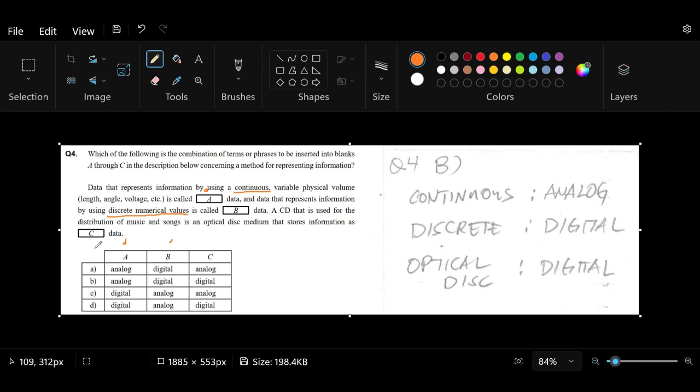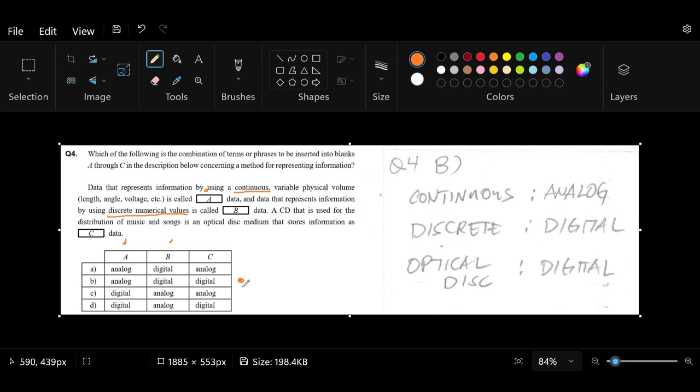So we look at the last blank, which is blank C, and it's saying that a CD that is used for the distribution of music and songs is an optical disc medium. It stores information, as we know that this should be digital because we use CDs with computers to read files, to read music files, and we know that music that has been converted into CD format, CD readable format, is already using digital. So in that sense, the correct answer for letter C is digital, which means that the final answer is letter B.